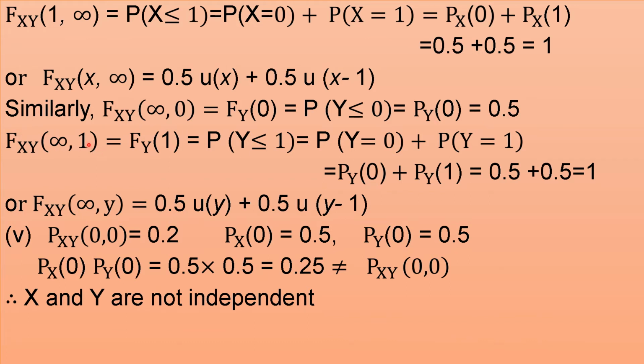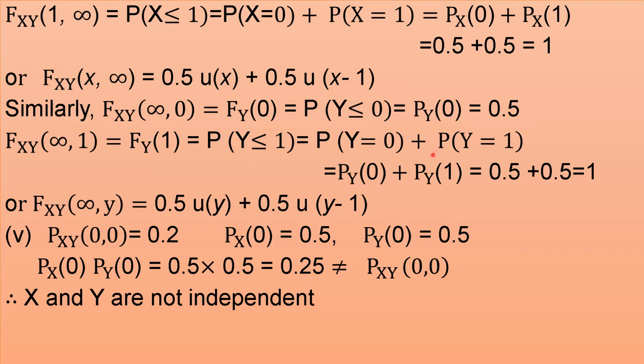When y is 1, fy of 1 is the probability that y is less than or equal to 1. Possible y values are 0 and 1, so 1 is included, so it will be p of y equal to 0 and p of y equal to 1. In this, the possible combinations are y0, x0, y0, x1, so 0, 0, 1, 0, which is the same as py of 0. In this, the possible combinations of x and y values are: y is fixed, which is 1, and x can be 0 and 1.